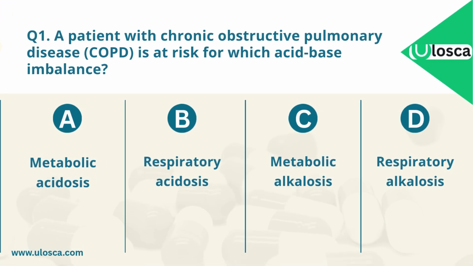Question 1. A patient with chronic obstructive pulmonary disease is at risk for which acid-base imbalance? A. Metabolic acidosis. B. Respiratory acidosis. C. Metabolic alkalosis. D. Respiratory alkalosis. Which one is the correct answer?